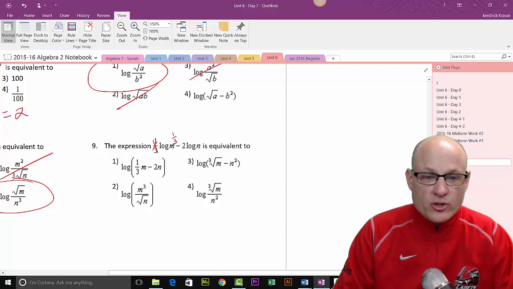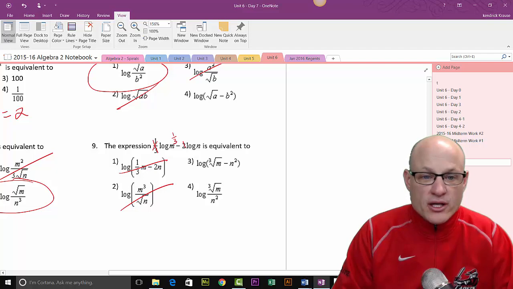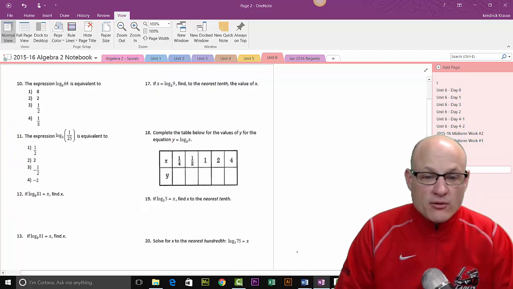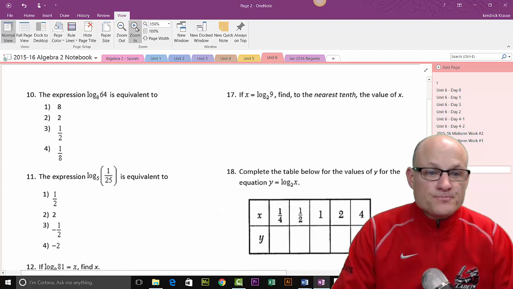Return the 1/3. That's a cube root. How many of them have a cube root of m? Just these two. Return the 2. How many of them have an n squared? These two. Subtraction condenses to division. Page 1, done. Now we're on to page 2.